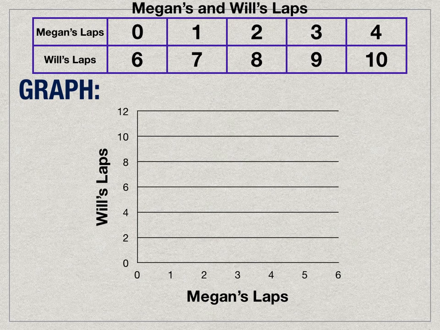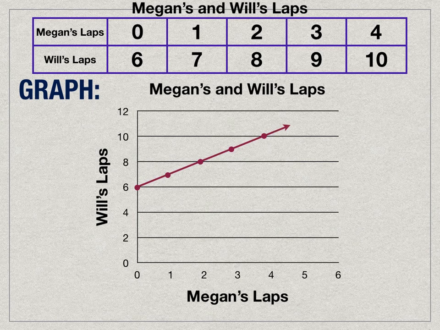So when Megan has run 0 laps, Will has run 6. When Megan has run 1 lap, Will has run 7. 2 laps, Will has run 8. Megan's third lap is Will's 9th. And then her 4th lap would be Will's 10th. Notice I did go ahead and give my graph a title as well, Megan's and Will's laps. So I've labeled my axes, and I have a title for my graph.